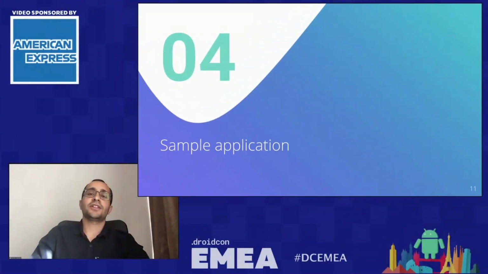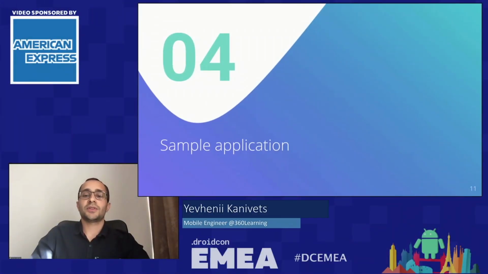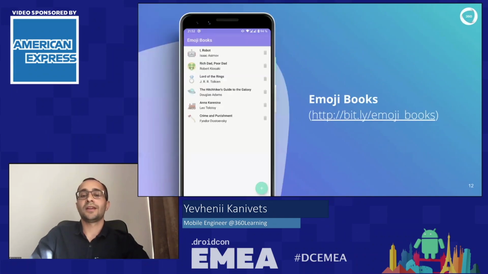Talk would be cheap without a sample app, which demonstrates that everything I'm talking about can actually be done. So here is it, Emoji Books app, which allows you to manage the list of your favorite books by assigning an emoji, title, and author to each book. We have all typical CRUD, create, read, update, delete operations in the app, which is perfect for our purposes. All the source code can be found on GitHub by link you see on the slide.